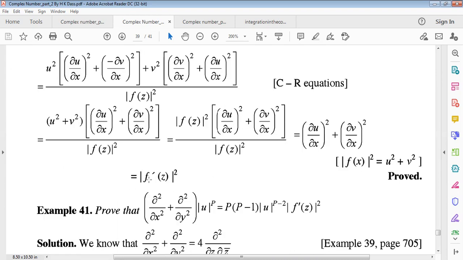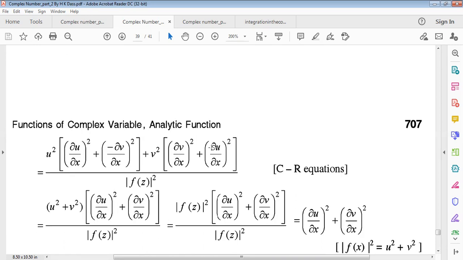That means this is f dash of z whole square, because the absolute value of f of z whole square equals u square plus b square, and this is the derivative of this. This is why the first derivative of the absolute value of f of z whole square equals this one. This is actually the right hand side.